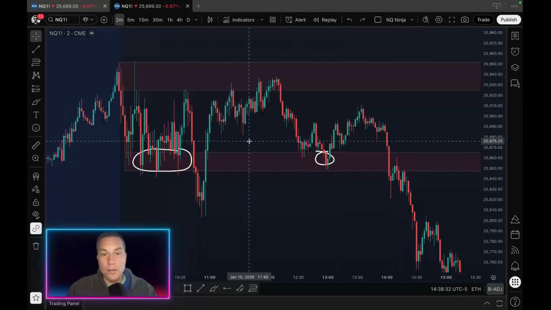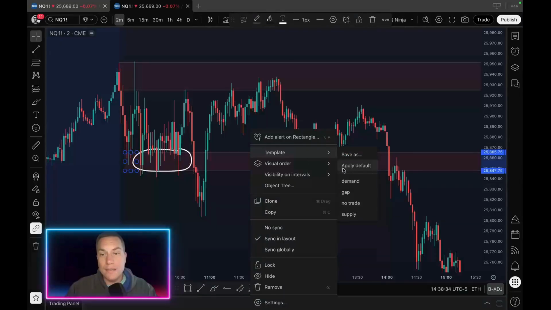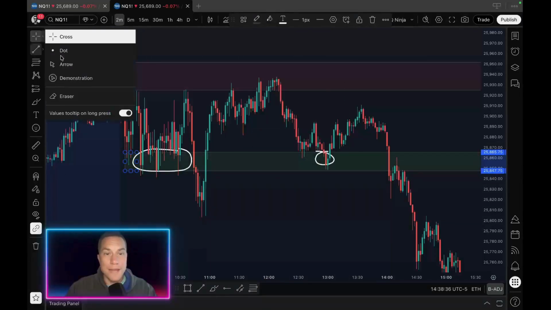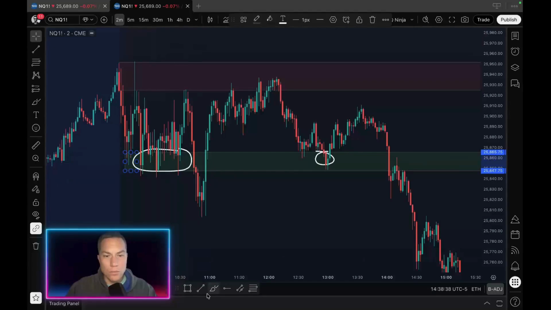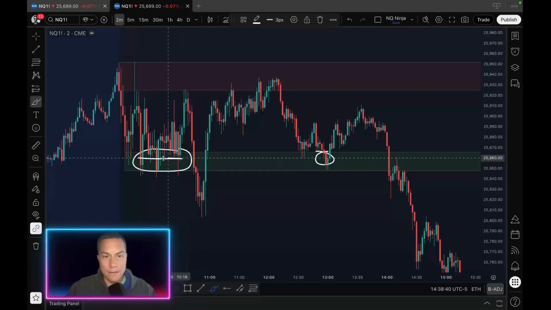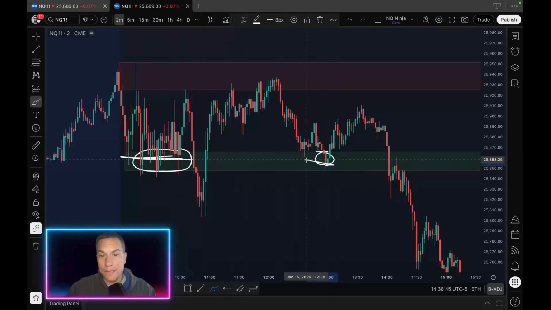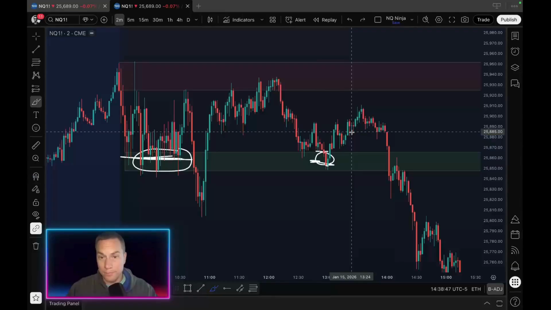So let me go ahead and change this to demand. So this would be a demand area. Right here, we're finding demand, right? Meaning we're finding support. Right here, we're finding support, meaning that we actually push back up.